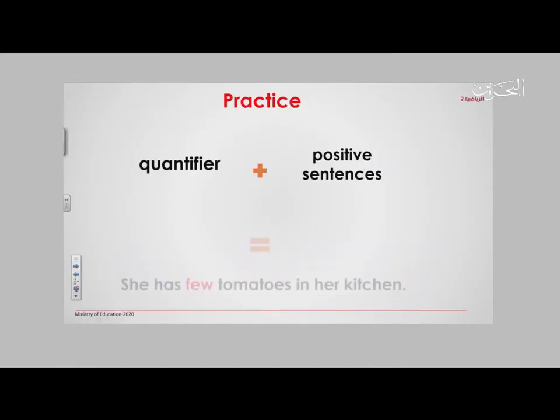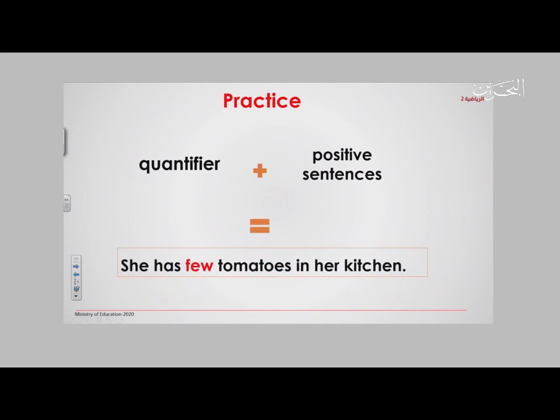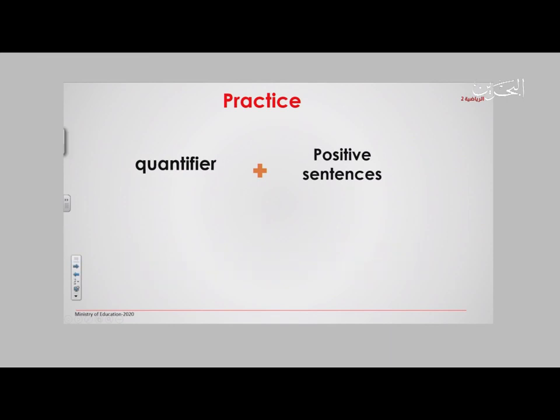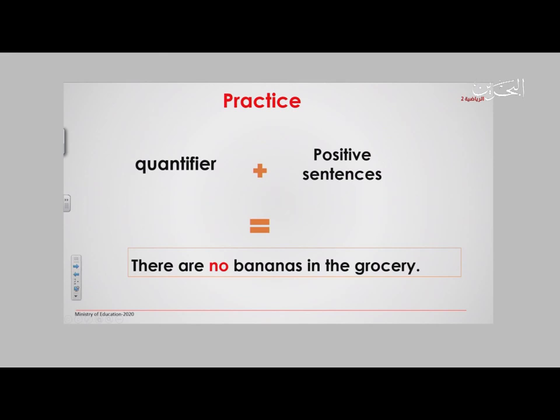Quantifier, positive sentence. She has few tomatoes in her kitchen. There are no bananas in the grocery. Again, bananas countable. I can use no. If I want to use no, can I use it with uncountable? Of course, yes. For example, there is no coffee in the cupboard, for example.